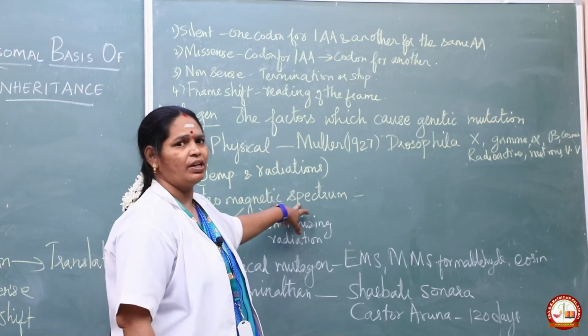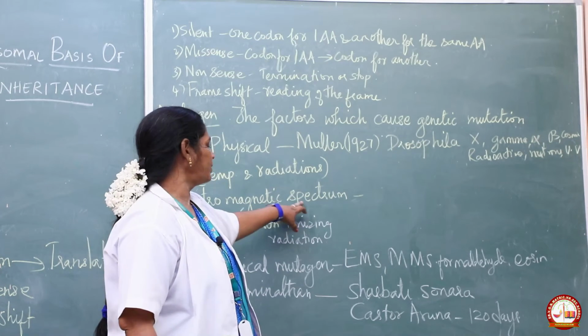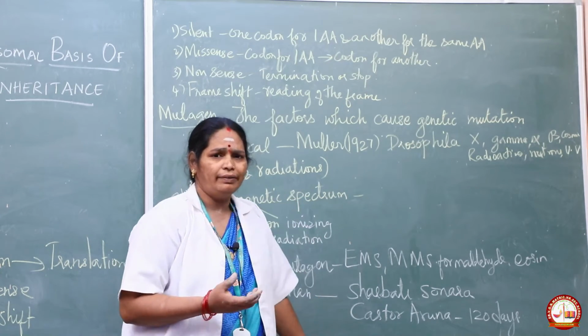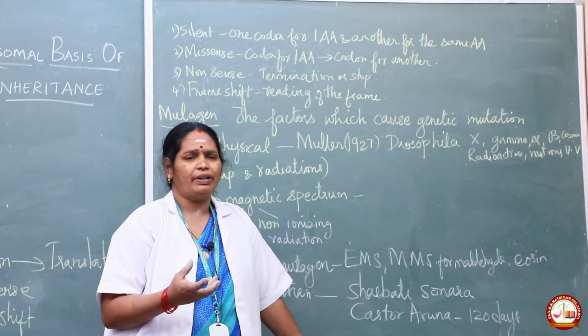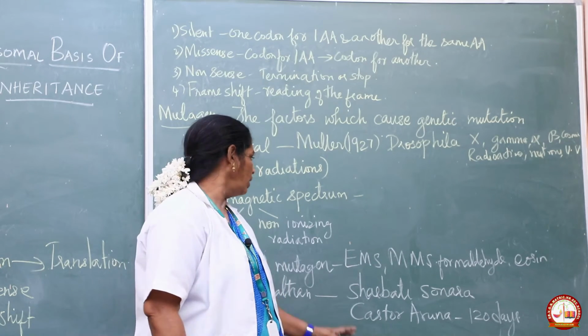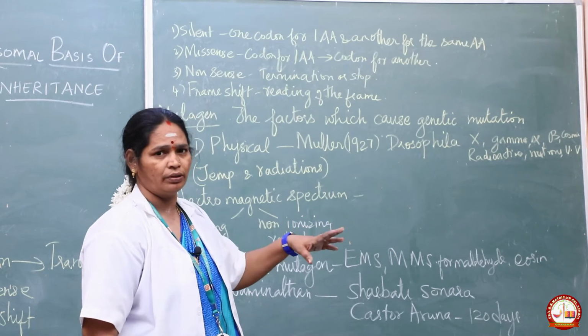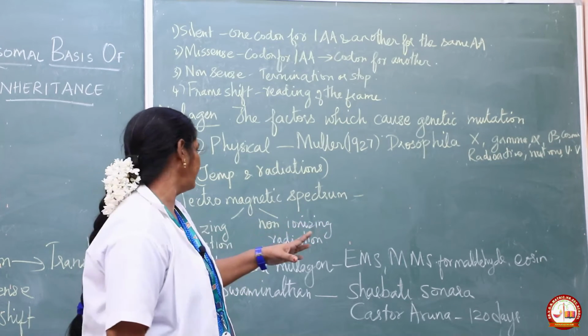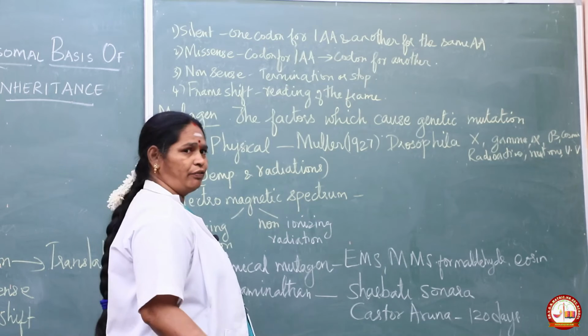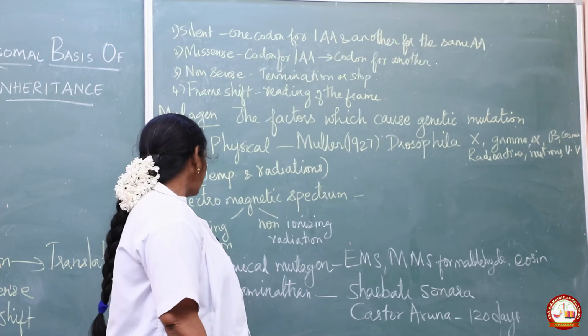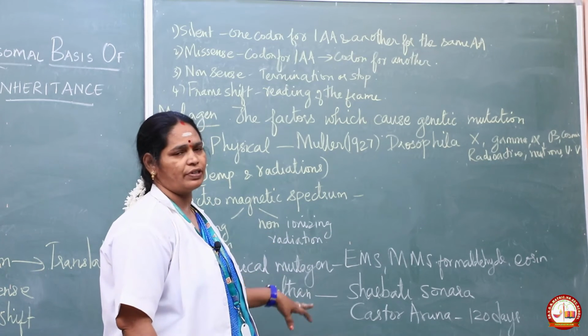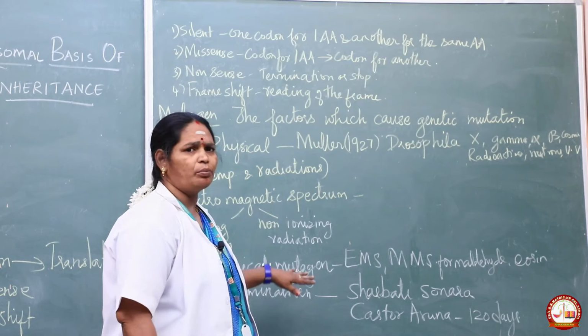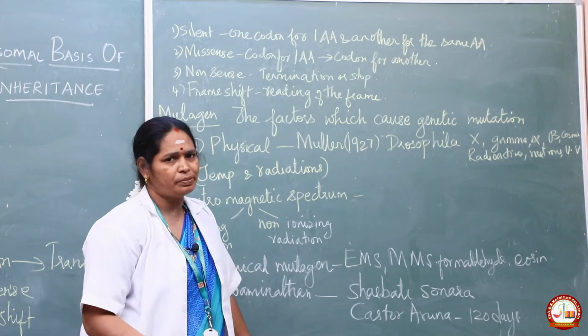Children, in the electromagnetic spectrum, on the basis of the shorter and the longer wavelength, the radiation will be of two types. What are they? Ionizing radiation and non-ionizing radiation. It is more efficient than the visible spectrum.